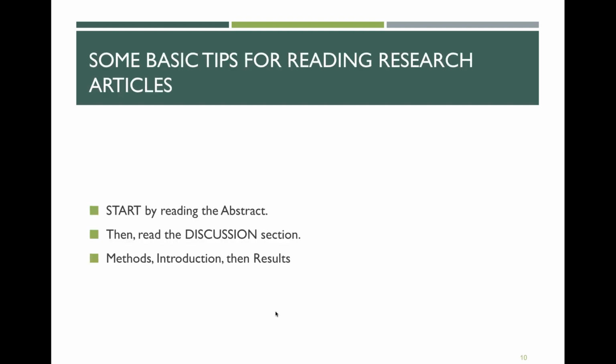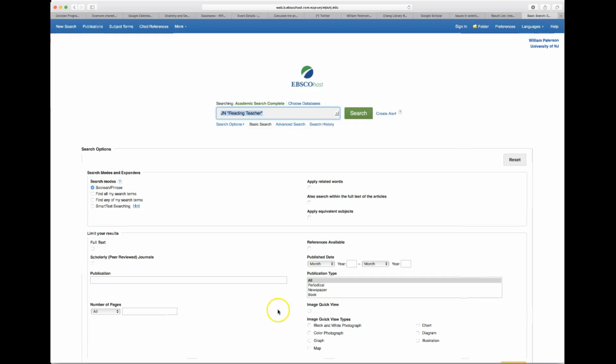So some basic tips for reading research articles. It can be overwhelming at first, but don't get discouraged. And one of the ways to control, because you're going to find a lot of articles that you think are going to be useful based on their subjects or based on their titles, but they may not be. Something else I want to show you in terms of searching, actually, I just thought of.